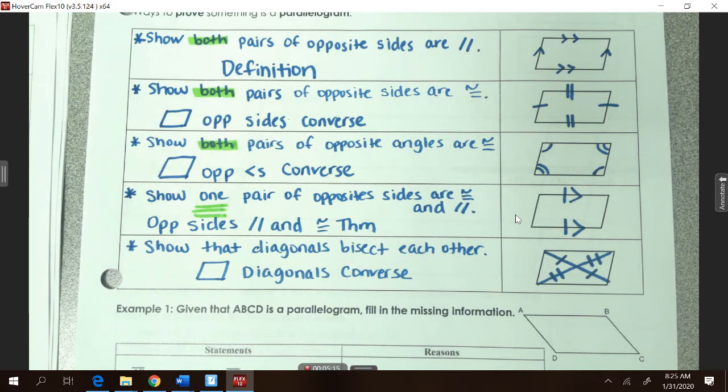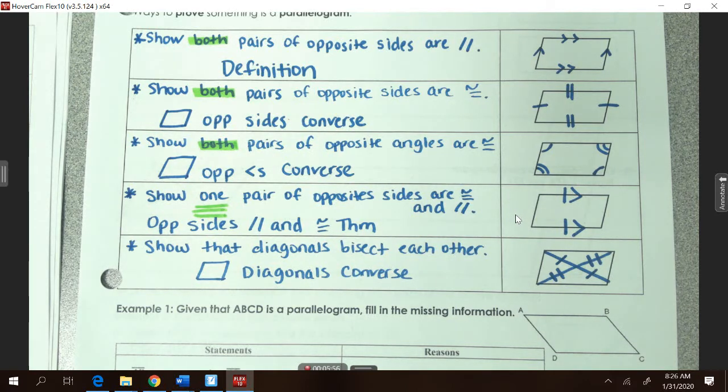Another thing I want to say is that I will never expect you in a blank proof to name all of these theorems. Okay, so unless you have a word bank to choose from, you won't have to pull these theorems out of thin air. You would just have to be able to describe it. Like I would say, like, oh, both pairs of opposite sides are congruent. That's what would be my reason. Like I would just explain it in my reason rather than having to say that it's the parallelogram opposite sides converse. You won't have to just pull those theorem names out of thin air. You just have to be able to explain why something's a parallelogram.